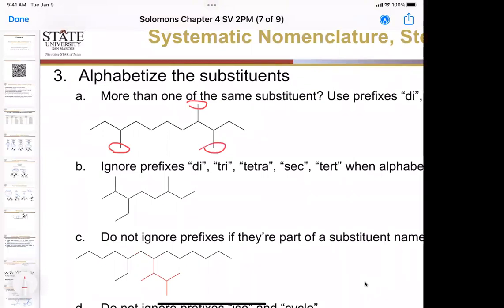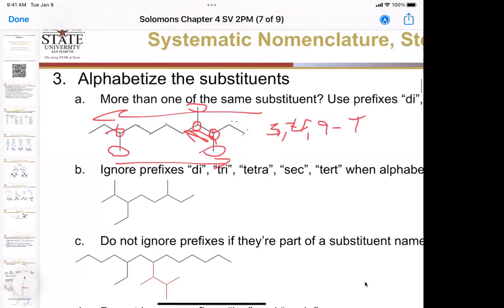Which way are we going to number it? Are we going to number it from this direction, or to the left or the right? Because this is going to give a 2 and a 3, well, 1, 2, 3, and a 4, plus this one. So this is going to give us our lowest numbers, so we're going to number from that side. And we have 1, 2, 3, 4, 5, 6, 7, 8, 9. So we have 3, 4, 9 trimethyl. And that's not how to spell tri, sorry.